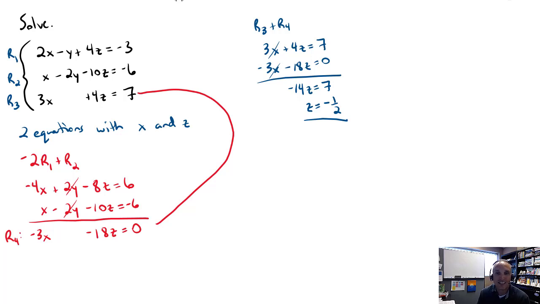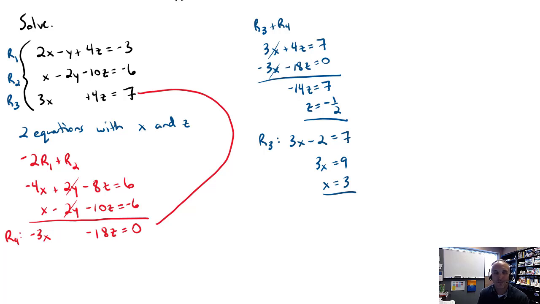So I can plug my z back into row 4 or row 3 to solve for x. So let's go to row 3. So I have 3x plus 4 times z, which is negative 1/2, and 4 times negative 1/2 is negative 2, equals 7. So 3x equals 9, which means that x equals 3. So now we have x and z.